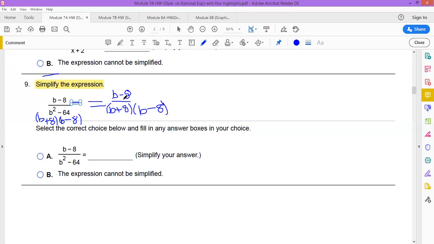Notice your like terms. Your b minus 8 in the numerator, b minus 8 in the denominator. You can cancel those two terms out. Now you canceled out the b minus 8. You want to replace that space with 1. And in the denominator, you're left with b plus 8. This is your answer.